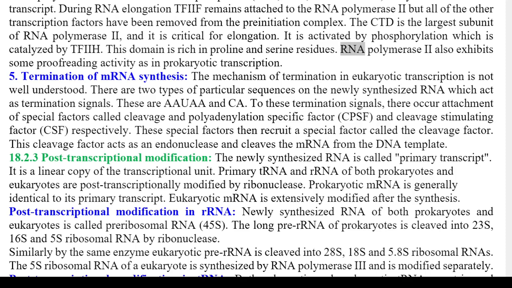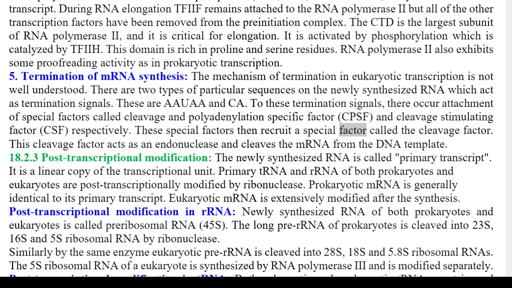5. Termination of mRNA synthesis. The mechanism of termination in eukaryotic transcription is not well understood. There are 2 types of particular sequences on the newly synthesized RNA which act as termination signals. These are AAUAAA and CA. To these termination signals, there occurs attachment of special factors called cleavage and polyadenylation specific factor, CPSF, and cleavage stimulating factor, CSF, respectively. These special factors then recruit a special factor called the cleavage factor. This cleavage factor acts as an endonuclease and cleaves the mRNA from the DNA template.